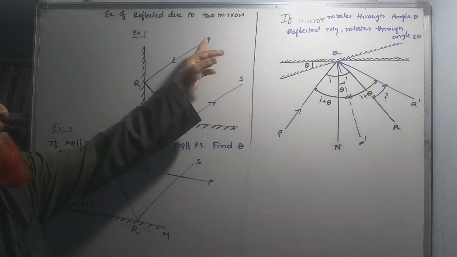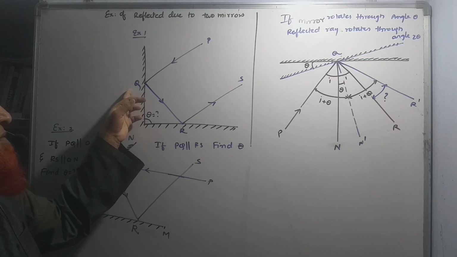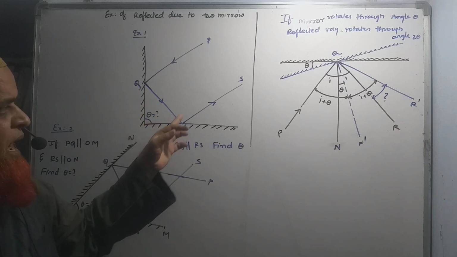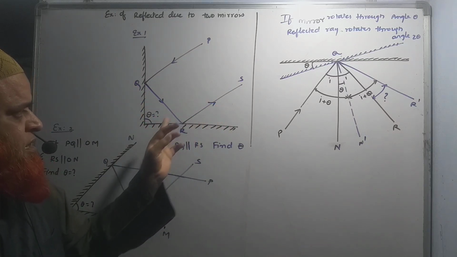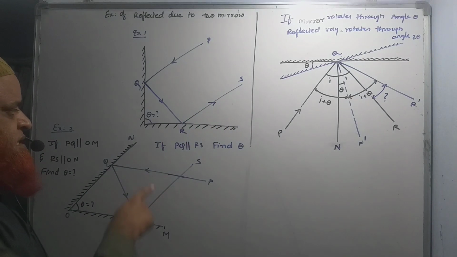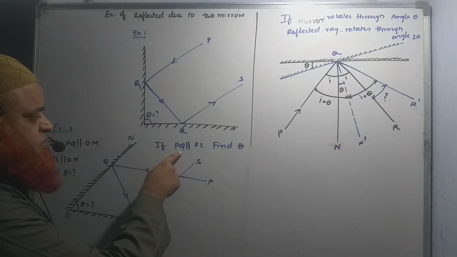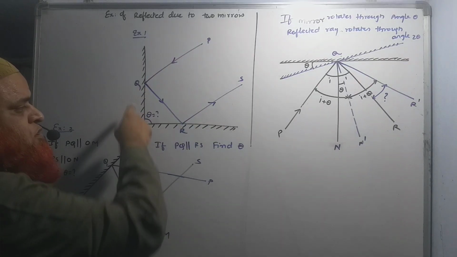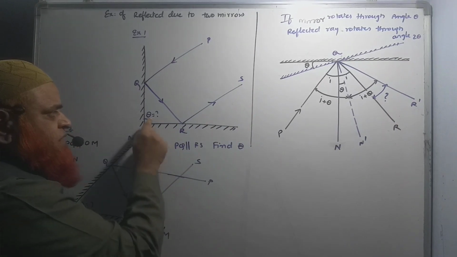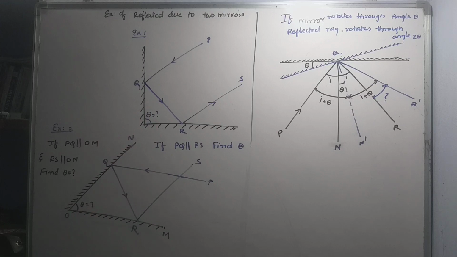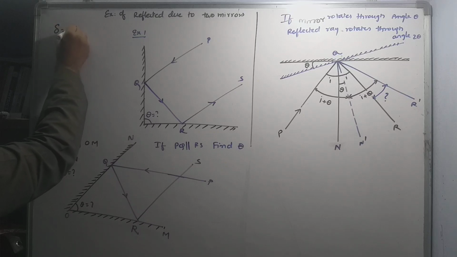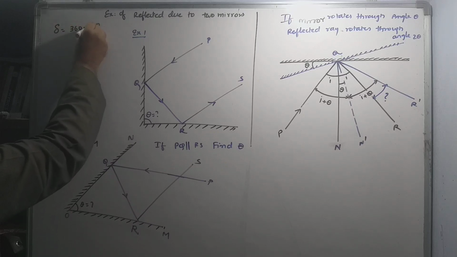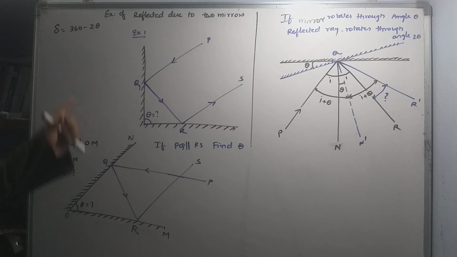The condition is that PQ falls on the mirror, gets reflected, and again is reflected back in the direction of RS. If PQ is parallel to RS, find the angle theta. This is the angle you have to find. As we know, in the previous class we discussed that deviation is equal to 360 minus 2 theta. This is the formula here.